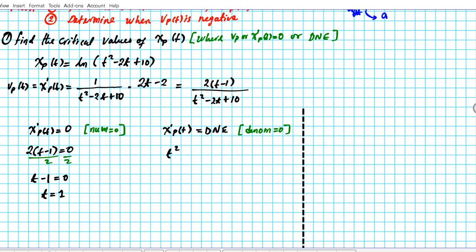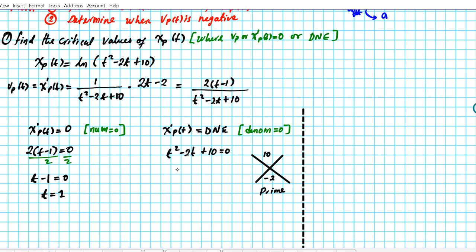So here we take the denominator, which is t squared minus 2t plus 10. That's a quadratic. Set equal to 0. Let's solve this. Let's try to factor. So make a nice little x game here. The AC method. AC is 10 and B is -2. So the factors of 10 are 1 and 10, and 2 and 5. None of them work. So this is prime. It cannot be factored.